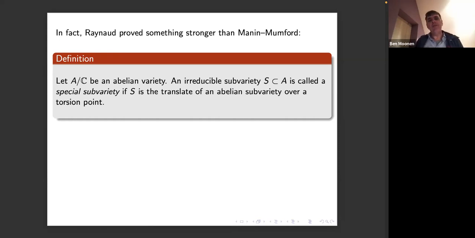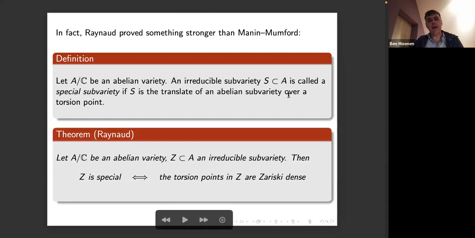Let me say that if you have an abelian variety, then I call translates of abelian subvarieties over torsion points, let me call those guys special subvarieties. And if you accept this terminology, then what Raynaud proved is that if you have an irreducible subvariety of an abelian variety, then it's special if and only if the torsion points are dense, so Zariski dense.